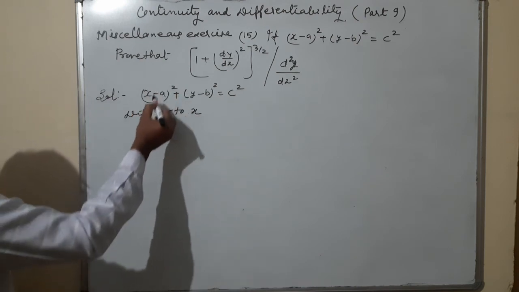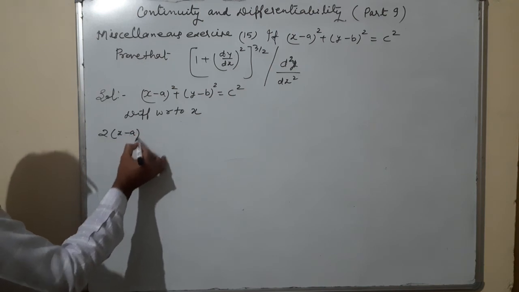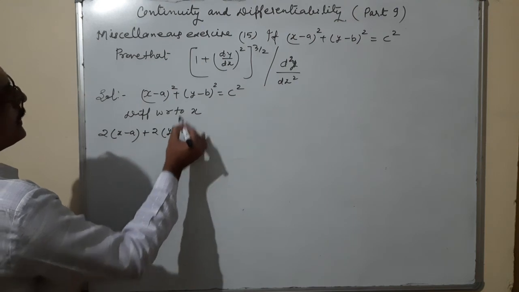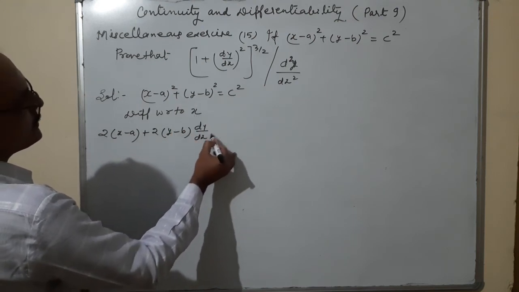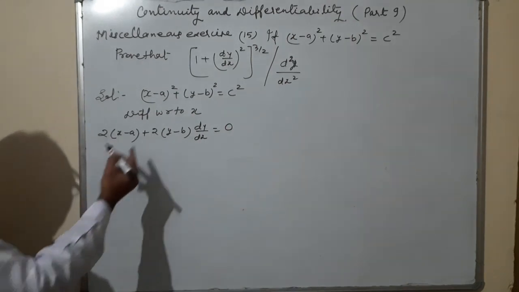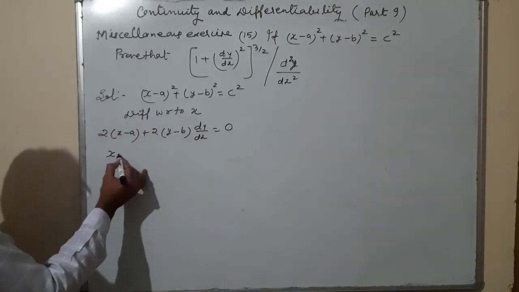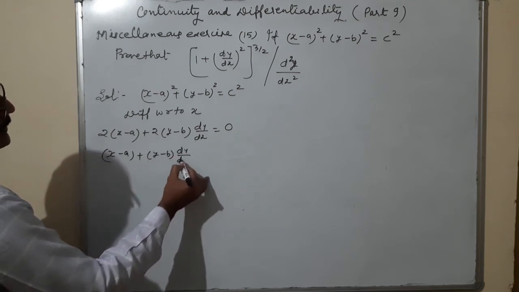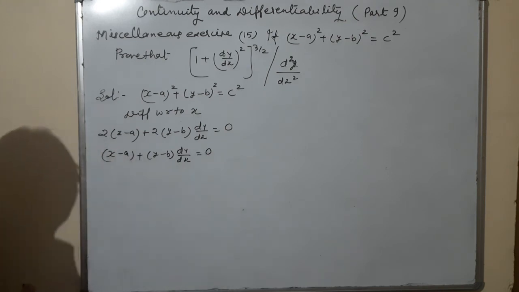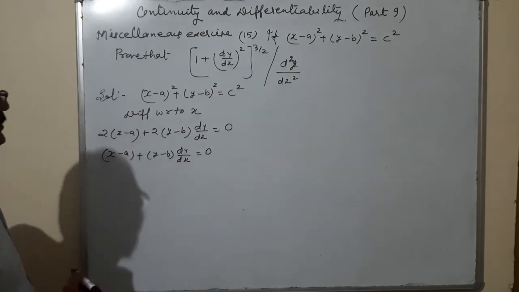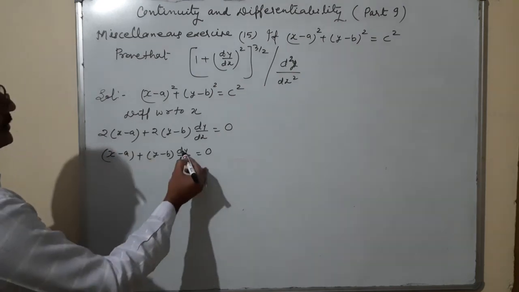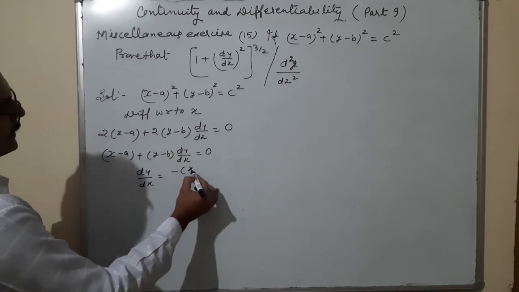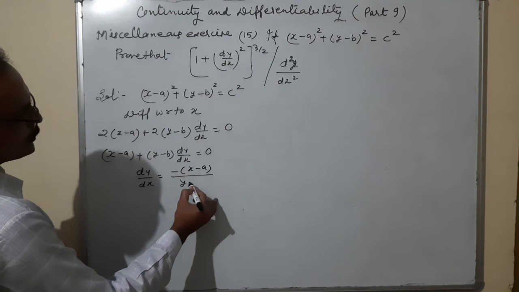What is coming out of the differentiation of (x minus a) whole square? It is 2(x minus a), and again the derivative of (x minus a) is 1, plus 2(y minus b) dy by dx, and the differentiation of the constant term is 0. Taking 2 common and shifting, we get (x minus a) plus (y minus b) dy by dx is equal to 0. That means dy by dx is equal to minus (x minus a) upon (y minus b).